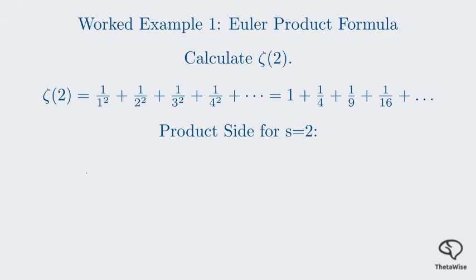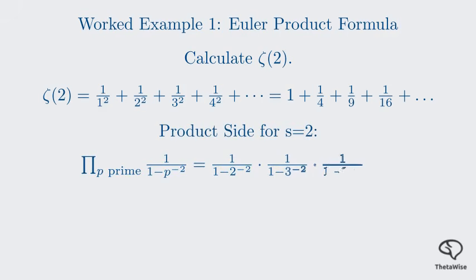We need to multiply terms of the form 1 over 1 minus p to the negative 2 for every prime p. So we have 1 over 1 minus 2 to the negative 2 times 1 over 1 minus 3 to the negative 2, and so on. Since p to the negative 2 is the same as 1 over p squared, we can rewrite each term. The product becomes 1 over the fraction 1 minus 1 over p squared.